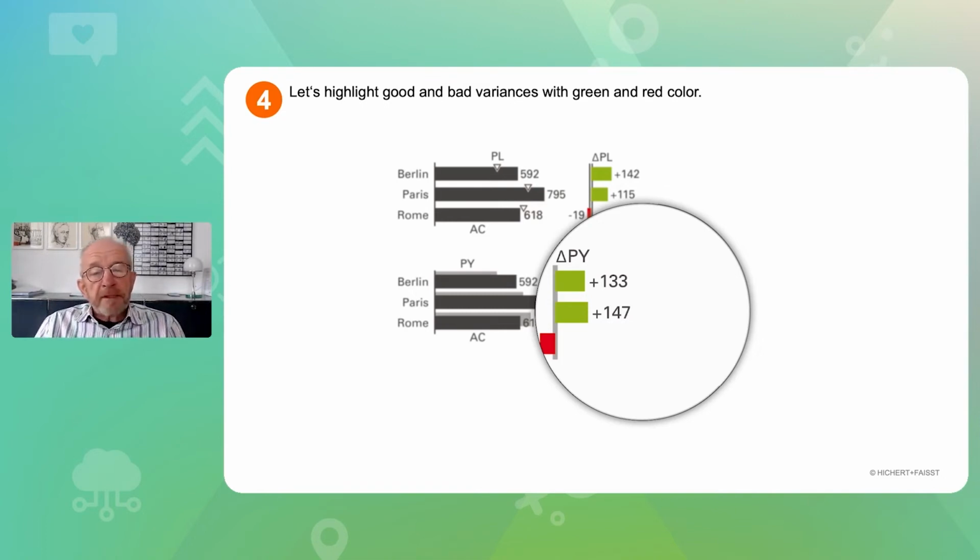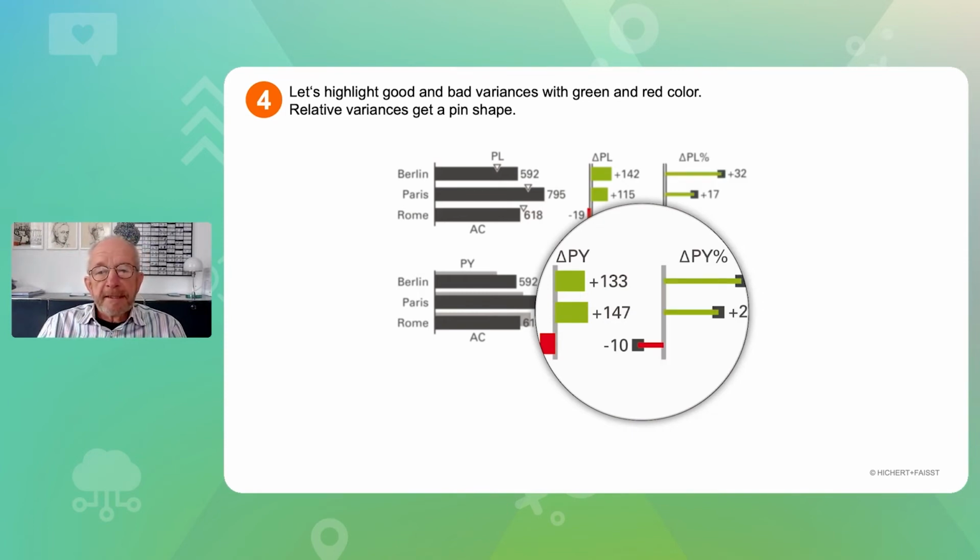Already Michael talked about good and bad variances. We use green for good variances and red for bad variances. Red and green are not used for anything else. No corporate colors, no negative values. It's only for variances. And if we have, let's say, percentage relative variances, there are these pins with black heads because it's now in this case comparing actual versus the gray axis of previous year. But I don't want to go in details.